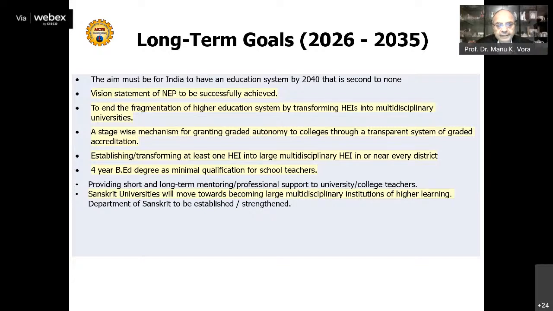And 4-year B.Ed degree as minimal qualification for school teachers, and focus on Sanskrit University as a large multidisciplinary institute of higher learning. So these were the snippets of the three different goals, short-term, medium-term, and long-term goals coming out from the ICTE Implementation Plan Committee.